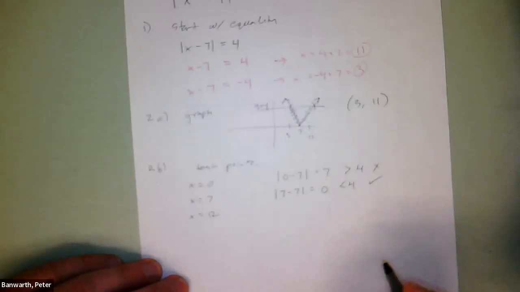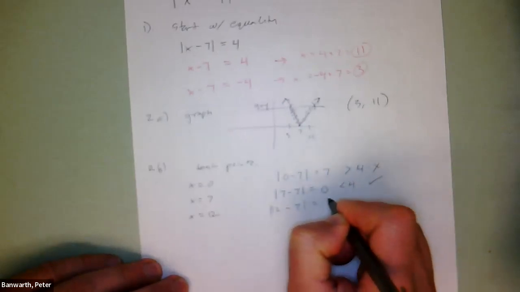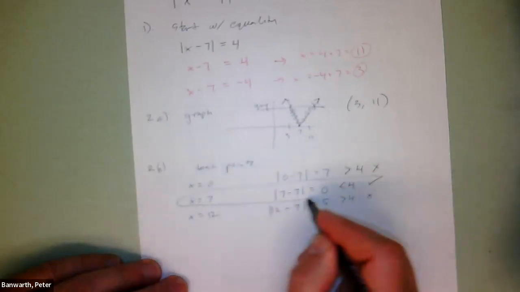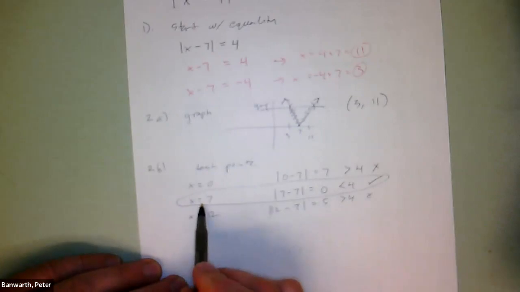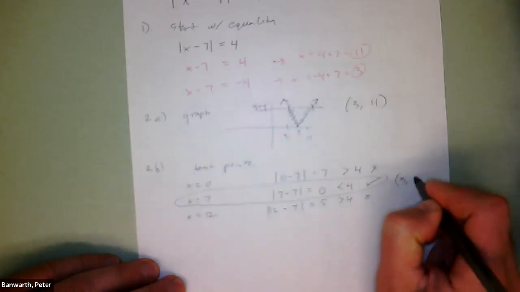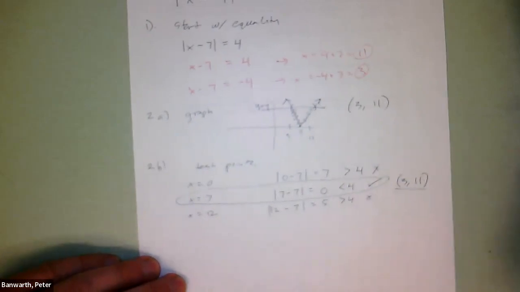So that works. If I put 12 in, I get 12 minus 7 in absolute value, which is 5, which is greater than 4. So that doesn't work. So the only test point that works is between my endpoints. So that must mean my interval that works is the interval between the endpoints.